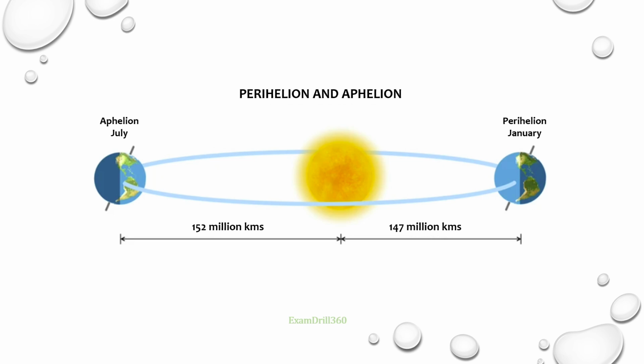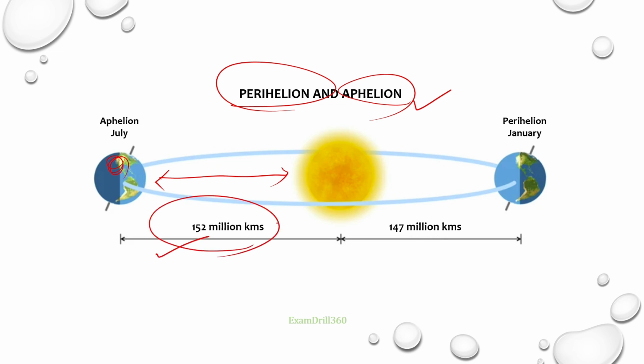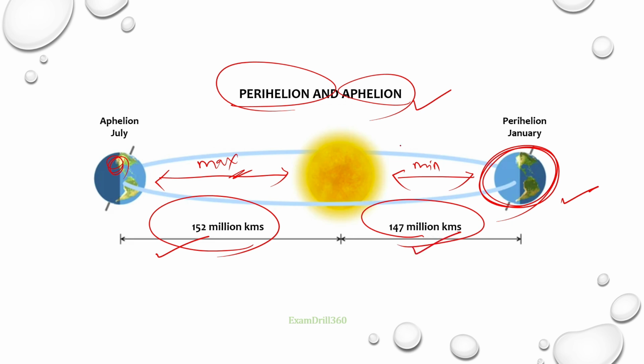And what are perihelion and aphelion? When Earth revolves around the Sun, this is the maximum distance when Earth is present in this particular area, and this distance is how much? 152 million kilometers. And this is the minimum distance, when Earth is in this particular place and has the least distance from the Sun. What is that? 147 million kilometers. So when Earth is in this place, it is called aphelion, and this is on July 4th. Clear? And when Earth is in this place, it is called perihelion, and this is on January 3.